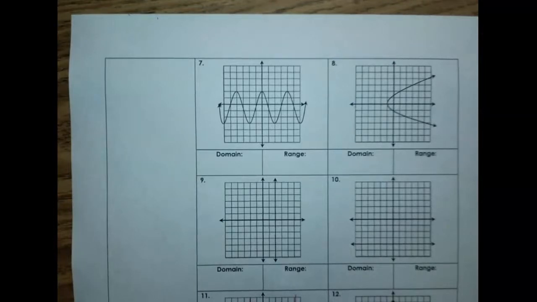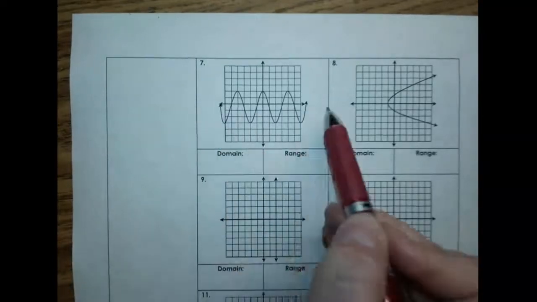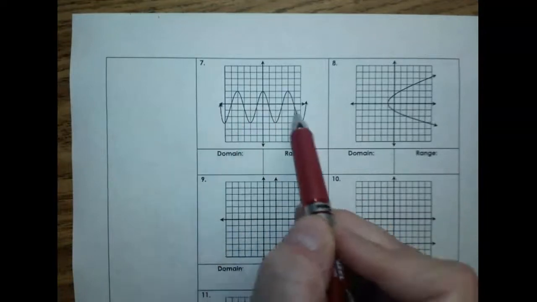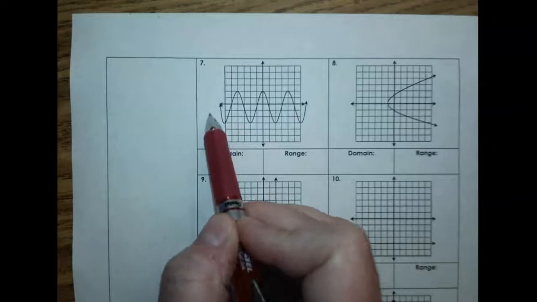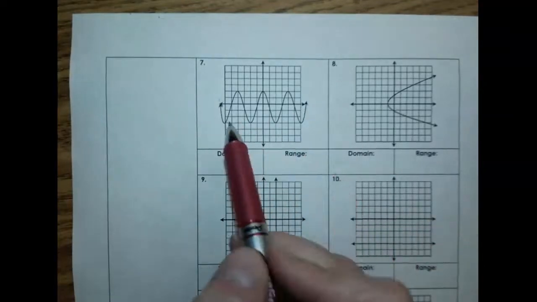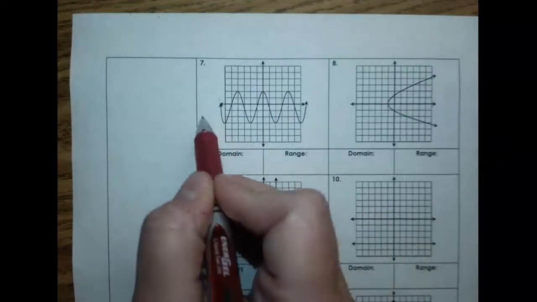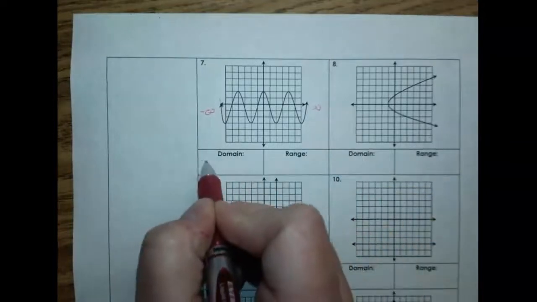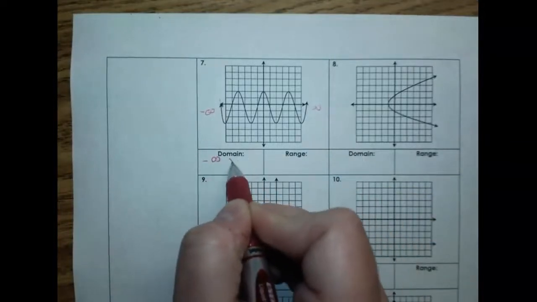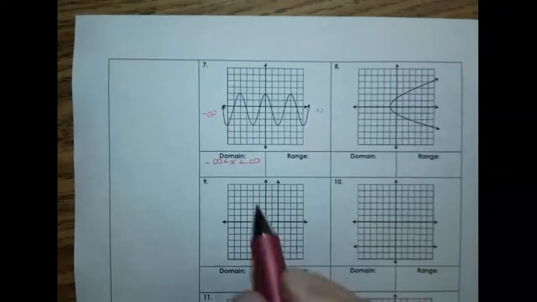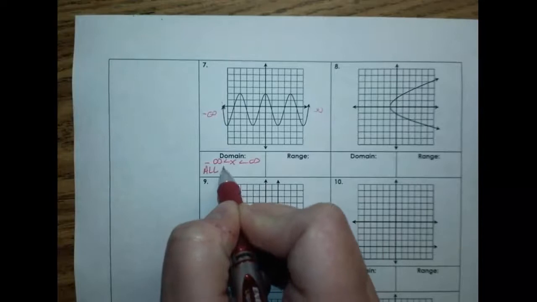So on number 7, it has arrows on it. So let's look at left or right. When we have a pattern that keeps repeating like this, it's going to keep repeating even though we can't see it. So the pattern is continuing, but it's never going to stop going to the left, and it's never going to stop going to the right. So our x values are between -infinity and +infinity, and we can call that all real numbers.